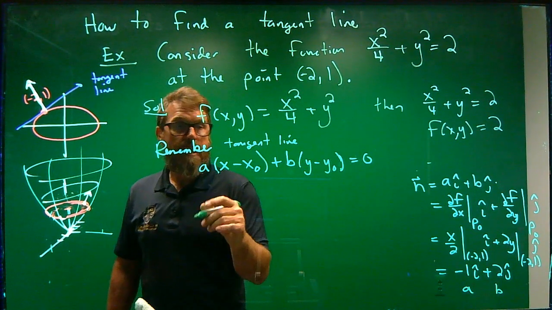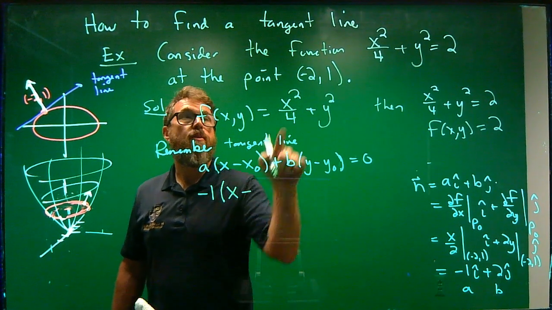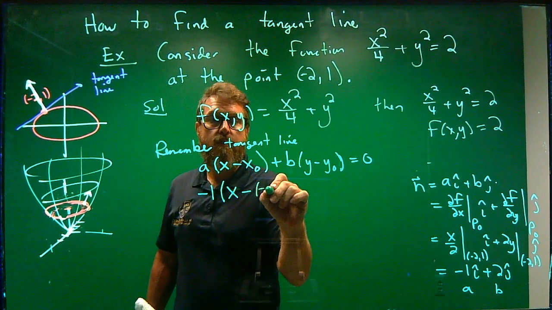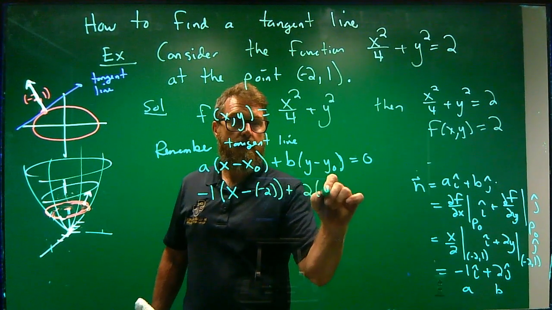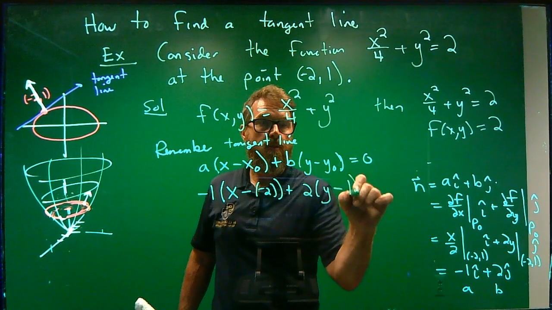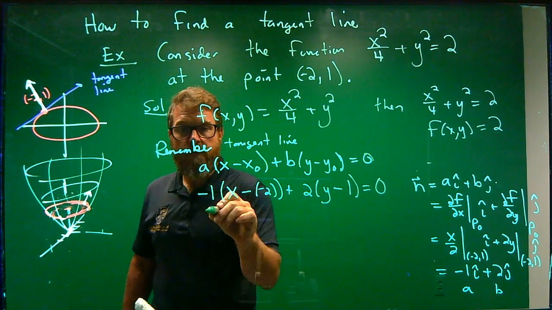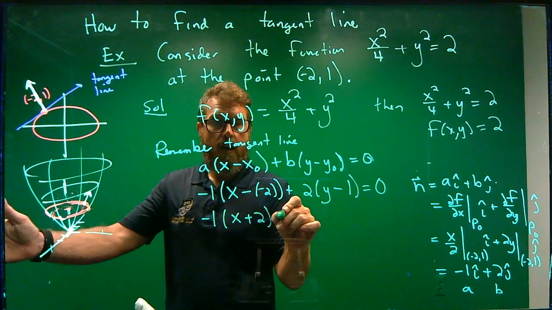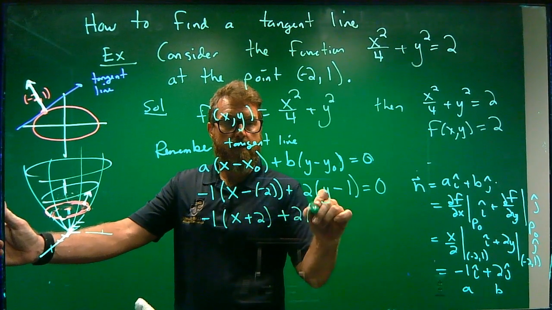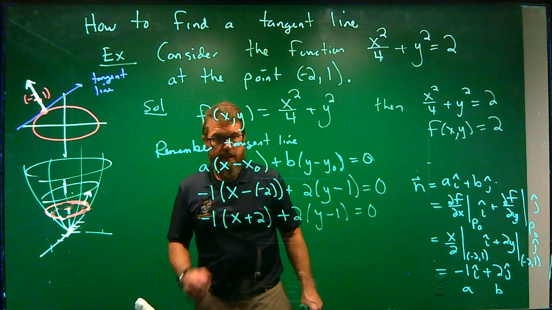So our tangent line is going to be -1 times x minus the point, which is minus negative 2, plus b, which is 2 times y minus its coordinate, which is 1. So then simplifying this, this is going to be negative 1 times x plus 2, plus 2 times y minus 1 is equal to 0. So this is the tangent line in implicit form.